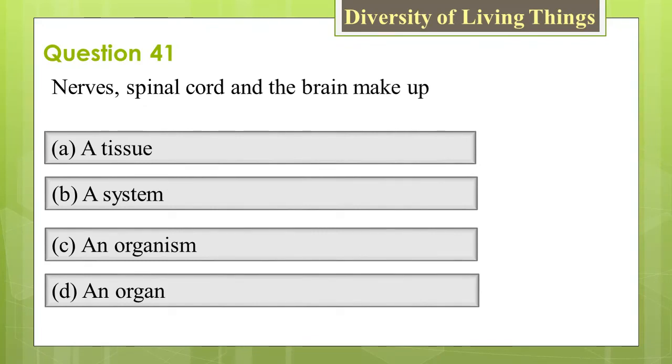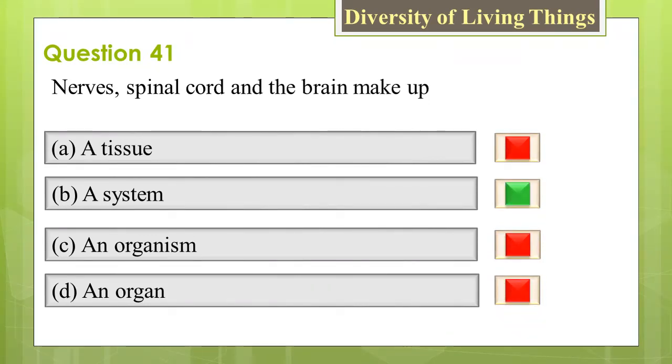Question 41. Nerves, spinal cord, and the brain make up A. A tissue, B. A system, C. An organism, D. An organ. Which of the following alternatives is the correct alternative? The correct alternative is B. A system.